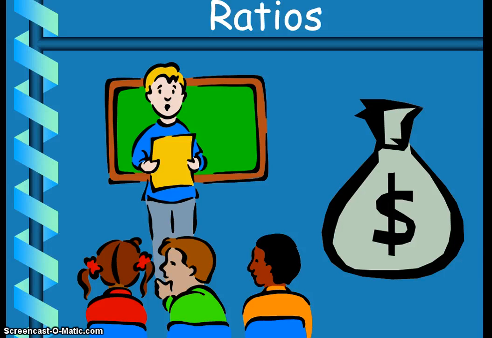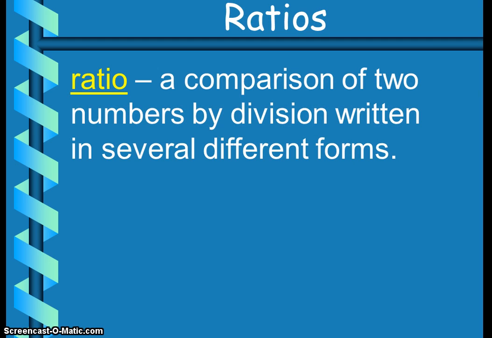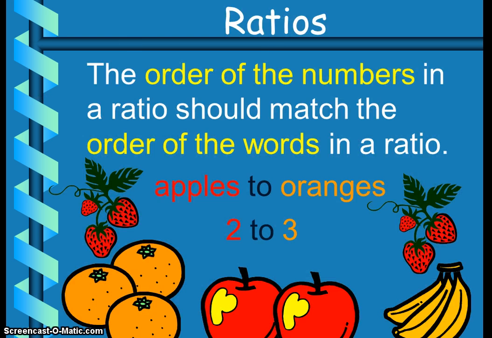Hey there everyone. This video is going to focus on ratios and equivalent ratios. So, a ratio is a comparison between two numbers by division, written in several different forms, which we will look at in a bit. The order of the numbers in a ratio should match the way it appears in the word or phrase or the problem, whatever the case may be.